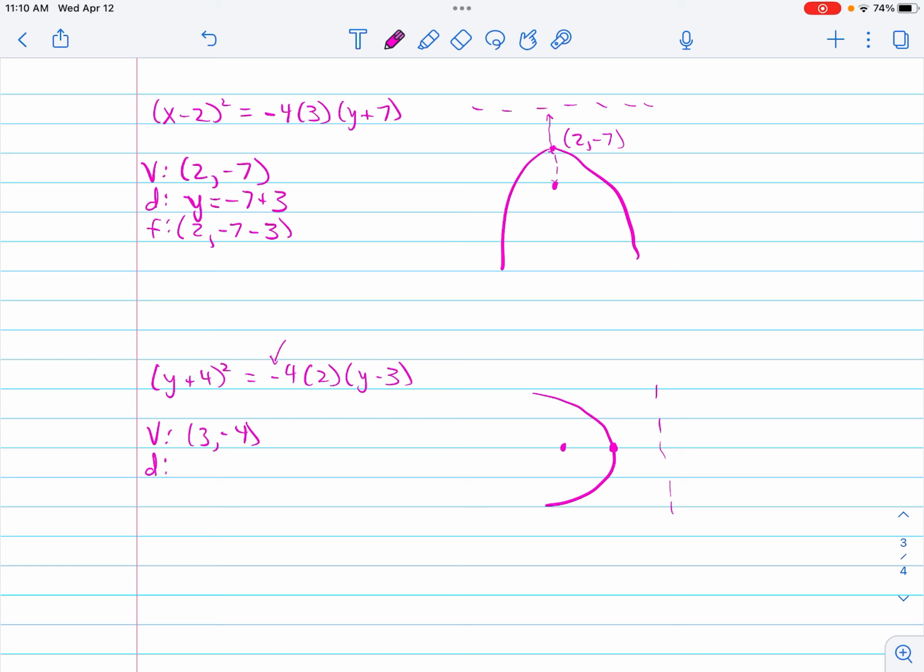Now the directrix. How do we get to the directrix? Well, the directrix is going to be x equals 3 plus 2. See? We're going to the right to get to the directrix. The focus is going to be 3 minus 2. See? Because from the vertex, if it's opening to the left, we have to go like this. So you have to be careful if you've got those negatives in there. Okay, so you have to think about each one.